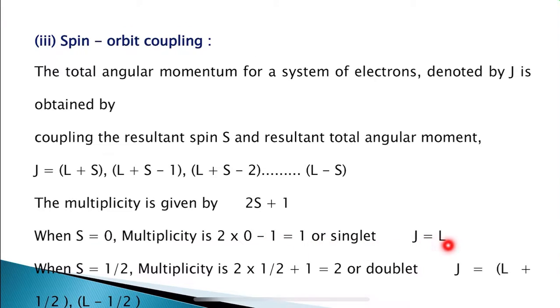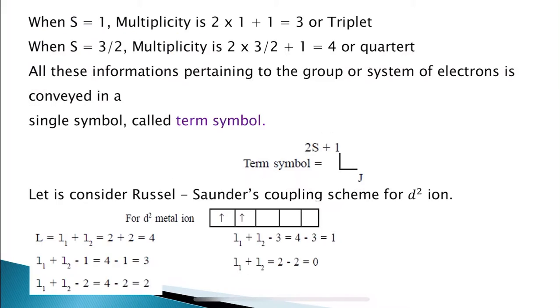So J is equal to L. Suppose S is equal to 1 by 2, then the multiplicity is 2 into half plus 1, which will be equal to 2, and if we get 2, we call it a doublet. In the same way, if we get 3 here, then it is called a triplet, and like this it goes on. This is how we calculate the multiplicity of different states of electronic transition that can take place by an electron.